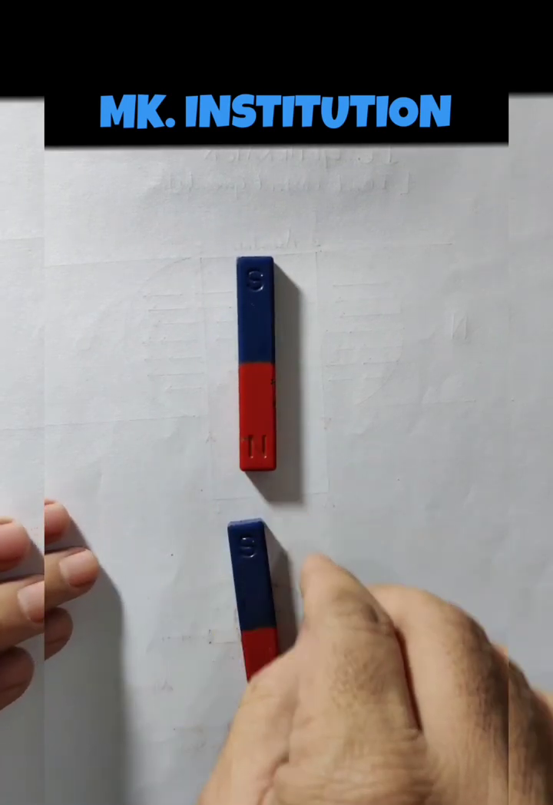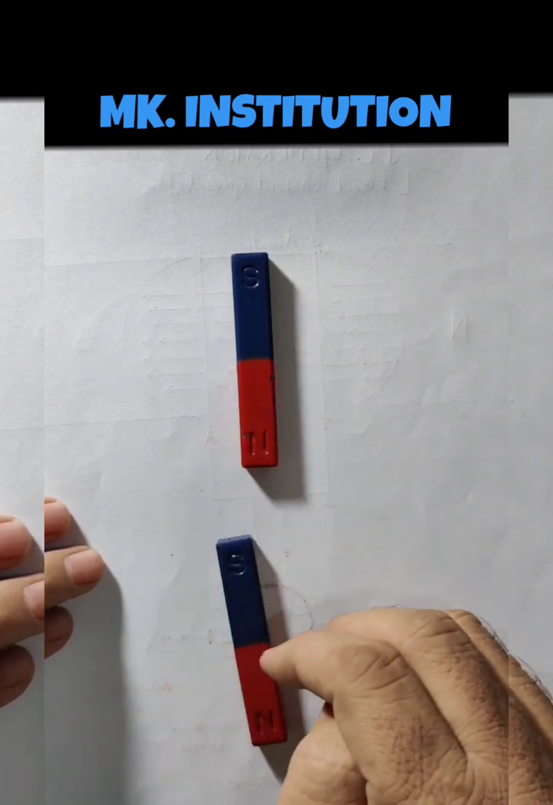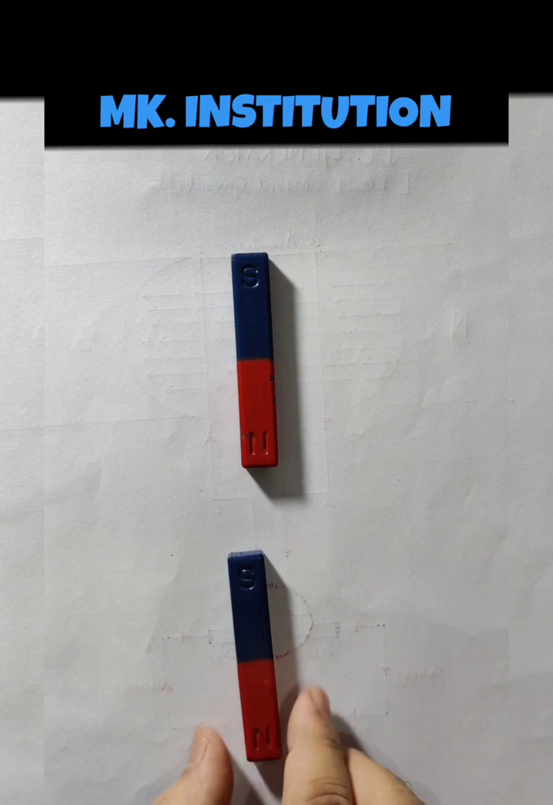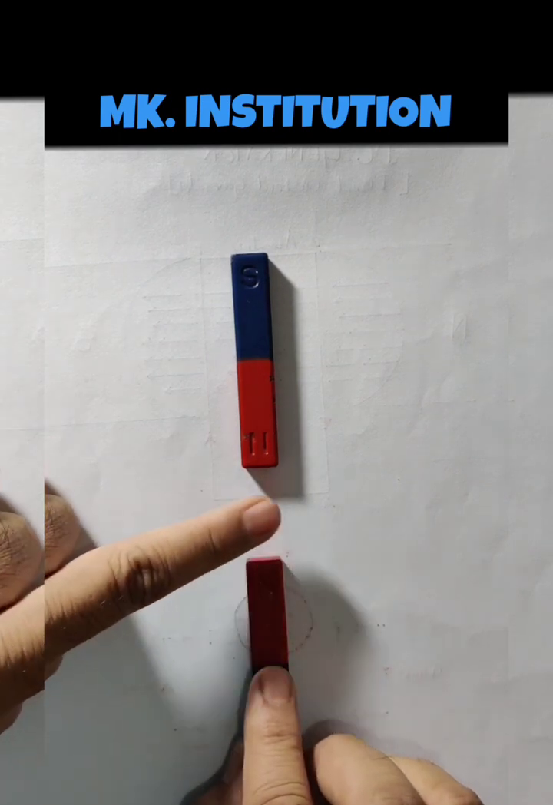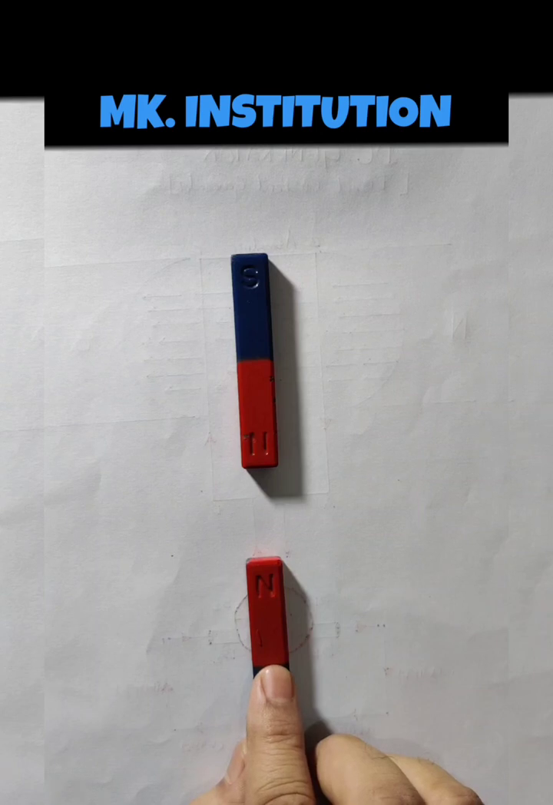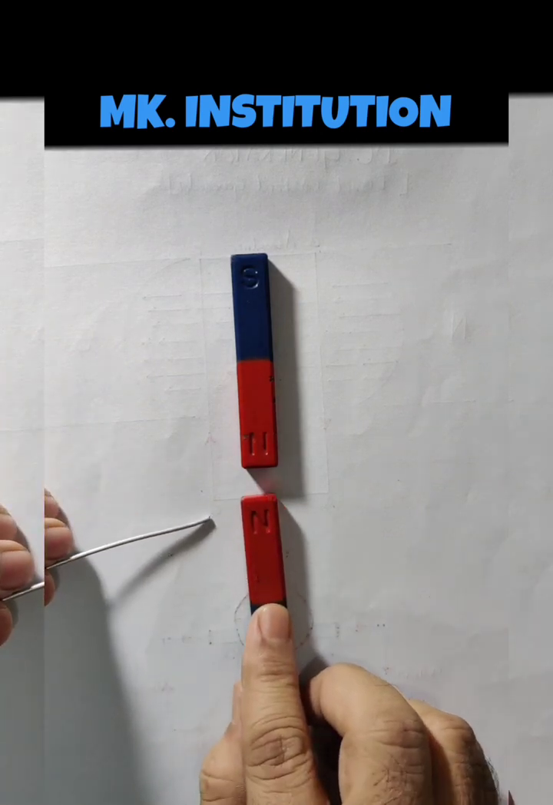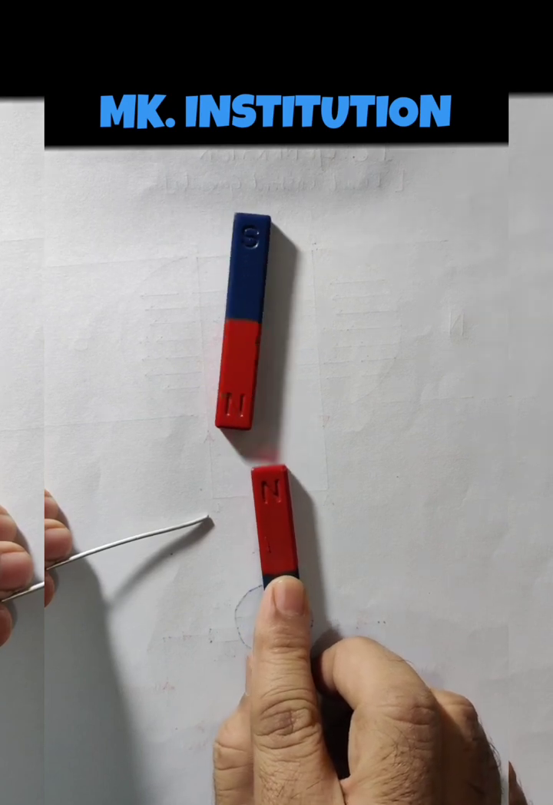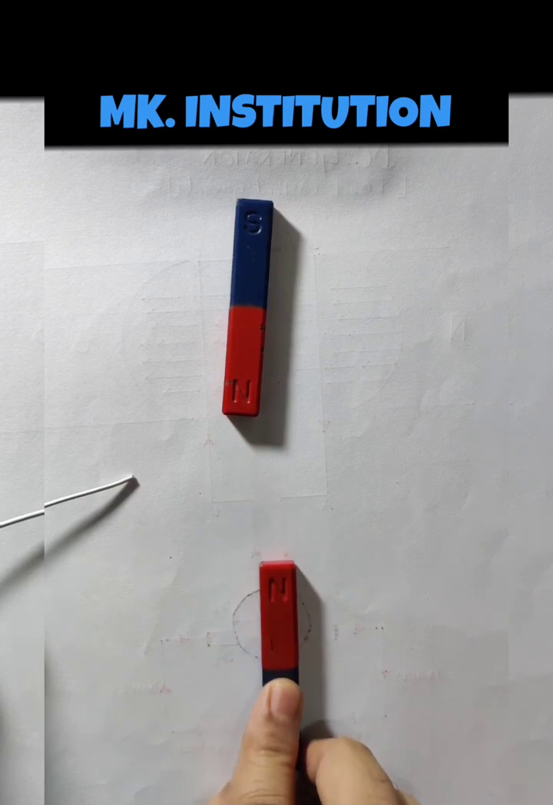Clear? And always remember that we can't see the magnetic lines, isn't it? We can't see the magnetic lines here. Then also see the movement of this. Nothing is there in the middle. Clear? Nothing is there in the middle. But then also this magnet is moving now. See, it is moving without any contact.